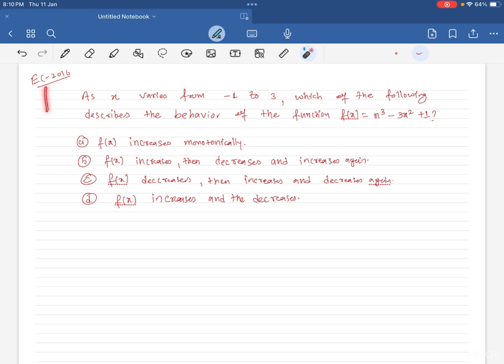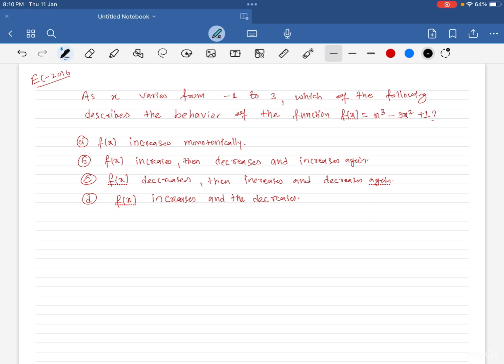Okay, so this question is from EE 2016. As x varies from minus 1 to 3, which of the following describes the behavior of the function f(x) = x³ − 3x² + 1? So we have to check the behavior of the function from minus 1 to 3, for what range it is increasing and for what range it is decreasing. For that, first of all, find the points where we can get the information of this function.